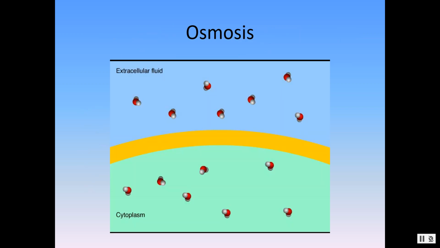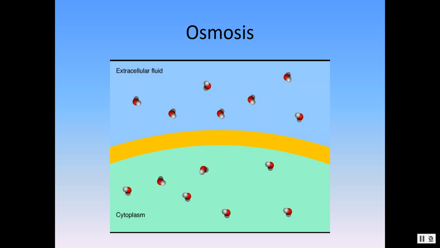Now we're going to talk about osmosis. Osmosis is another example of passive transport. It's basically the simple diffusion of water. Osmosis is the passive transport of water across a semi-permeable membrane, and usually that happens because the solute is unable to pass. The solute is the dissolved solid.